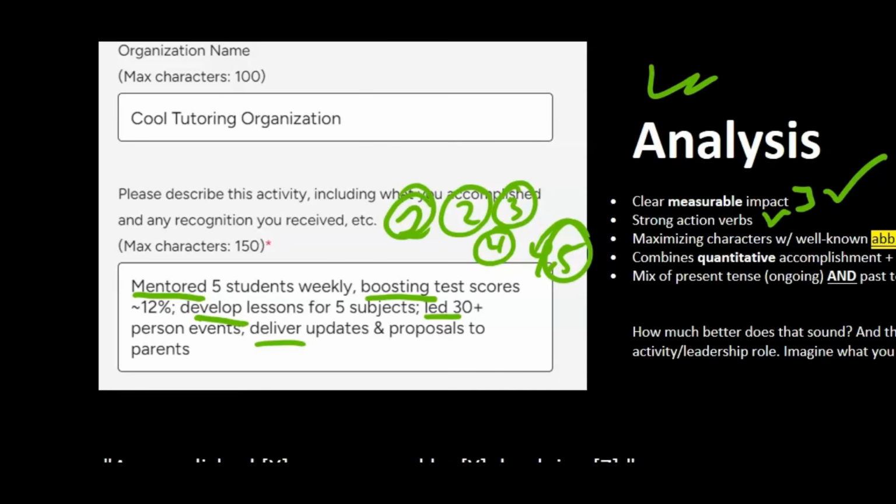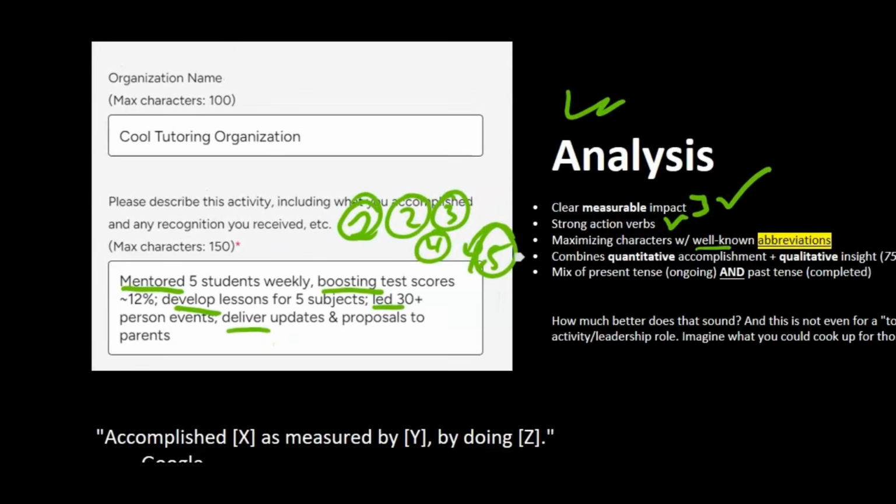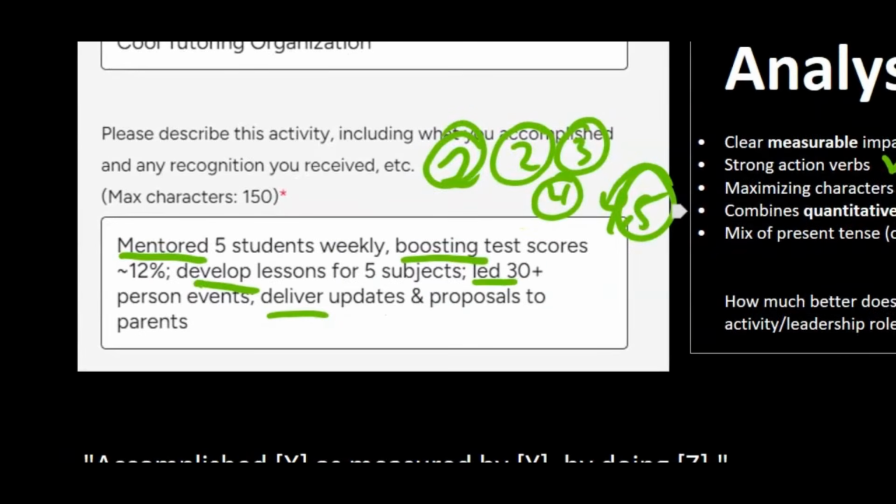They have great meaning. We're not just using corporate jargon here, right? We're not using the verbs for the sake of using the verbs. We're using the verbs because they're the strongest verbs that we can use to convey the meaning and impact that we have. Number 3 is maximizing characters with well-known abbreviations, right?